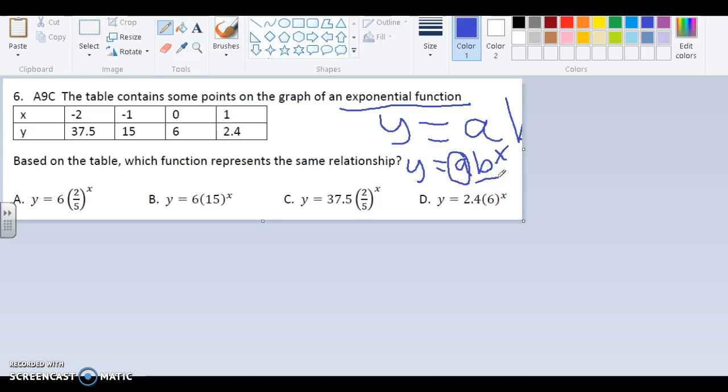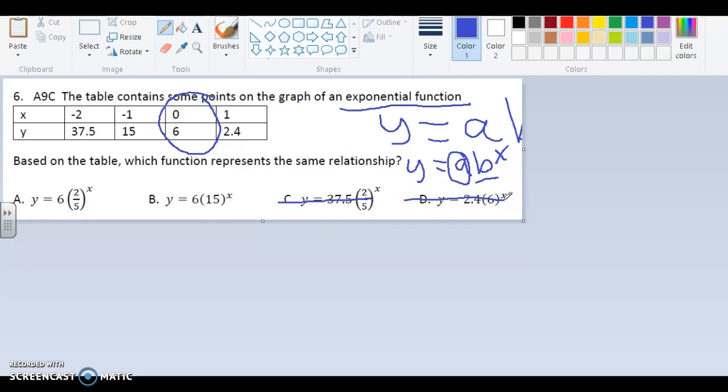Now, there's at least 3 different ways that you can answer this question. I'm going to go over the way we taught you in class, 2 of the ways. One of them was to just look at the table and locate the a. So we know that the a is the y-intercept, or where x is 0. So my a value would definitely be 6. So any answer choice that does not have 6 in the a value, so in that first number, you would need to eliminate. So we can eliminate C, we can eliminate D.